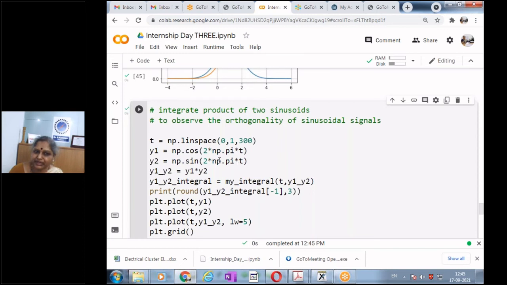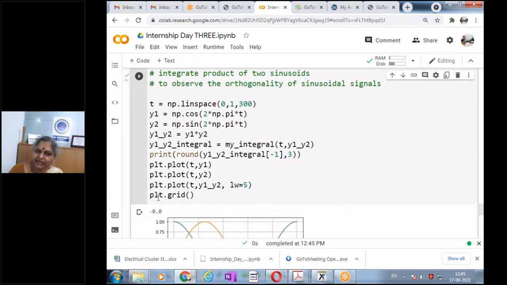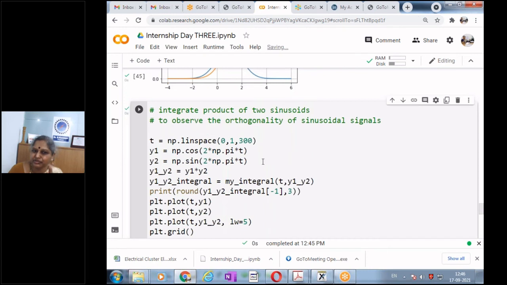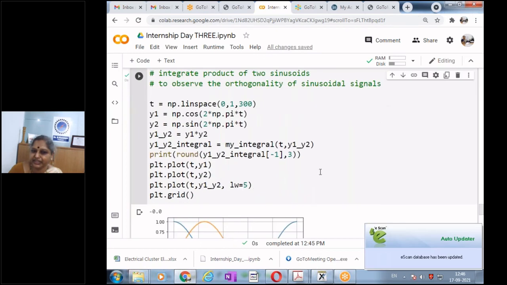Sine 2 pi t, cos 2 pi t, I am multiplying, I'm integrating, and I'm seeing the result. I'm getting the value of 0. What does it mean? Cos 2 pi t, sin 2 pi t, in the interval of 0 to 1, I am multiplying and I'm finding the area under the curve. When I multiply and find the area under the curve, the area is 0.